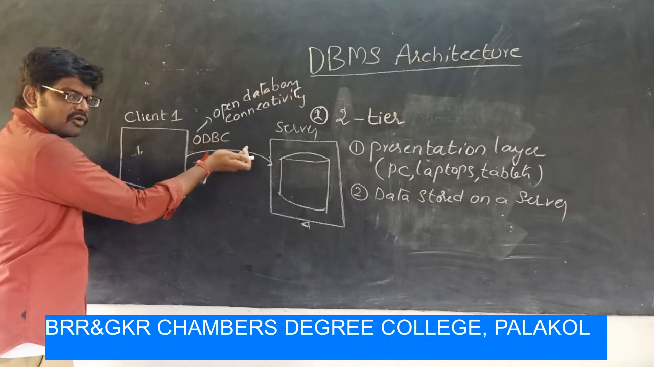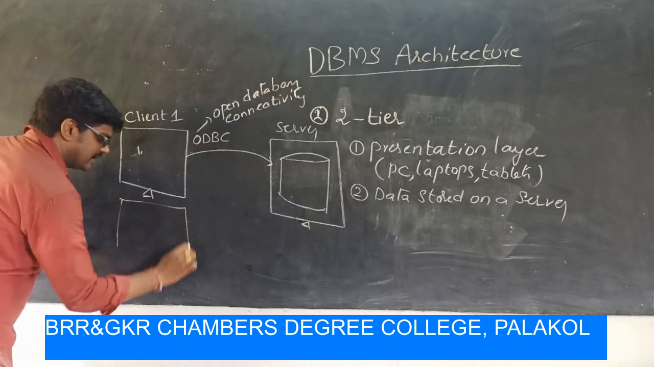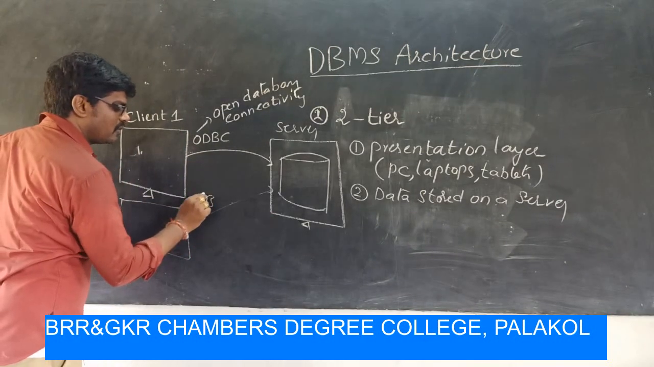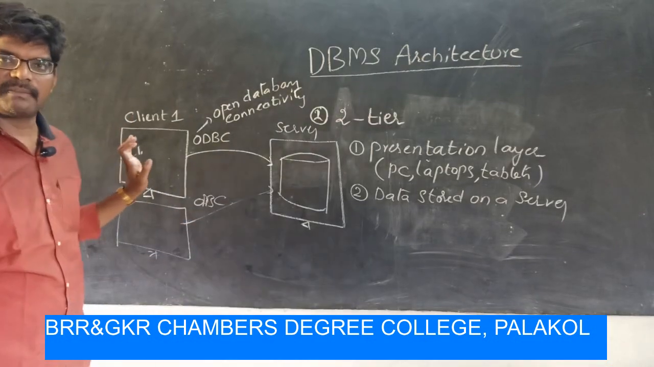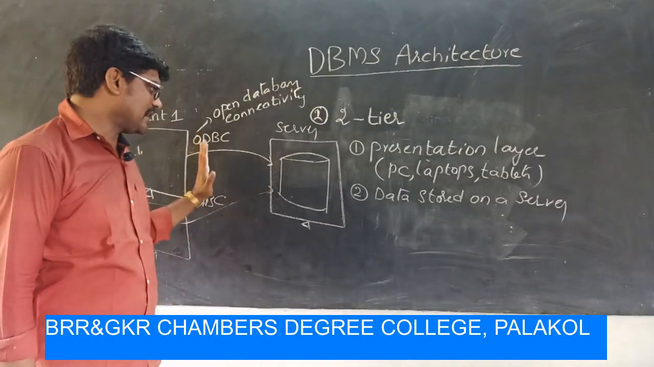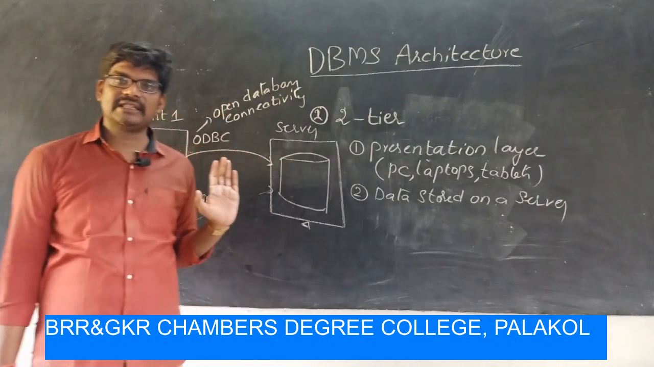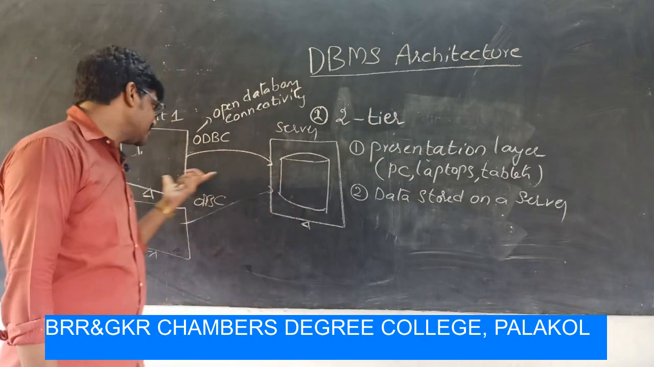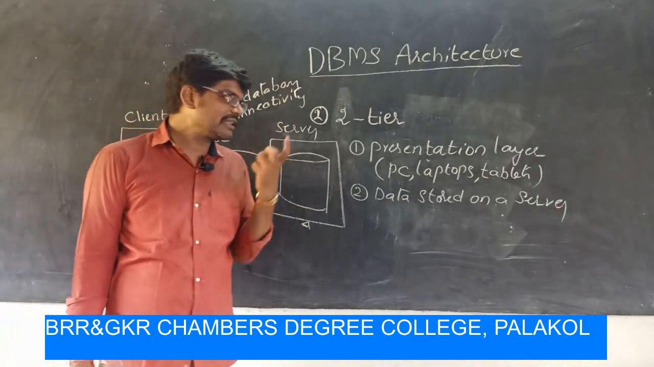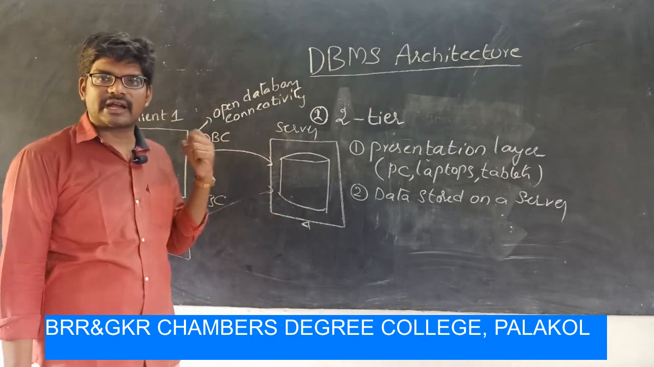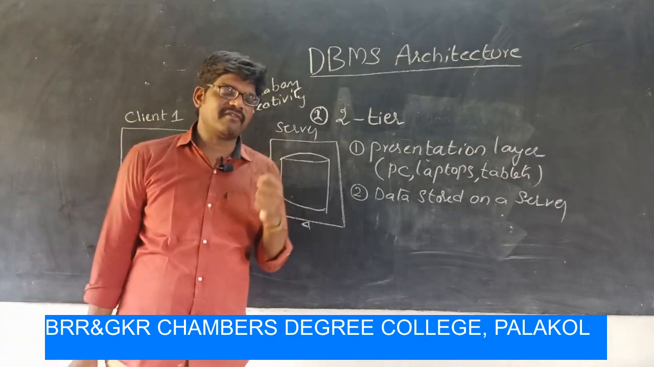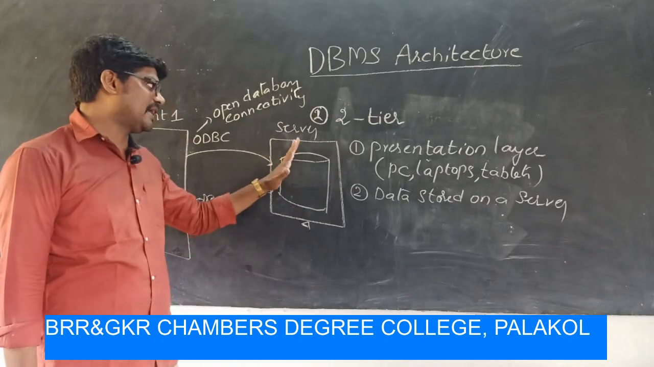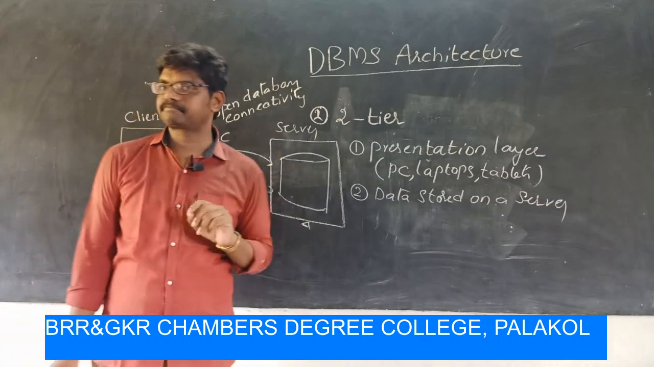Okay, we are using the ODBC connectivity, and a number of users can access this database through the ODBC application. So in this architecture, we can see that the server is connected to a number of clients here. So what are the advantages of this architecture? This architecture provides direct communication between the server and the client.